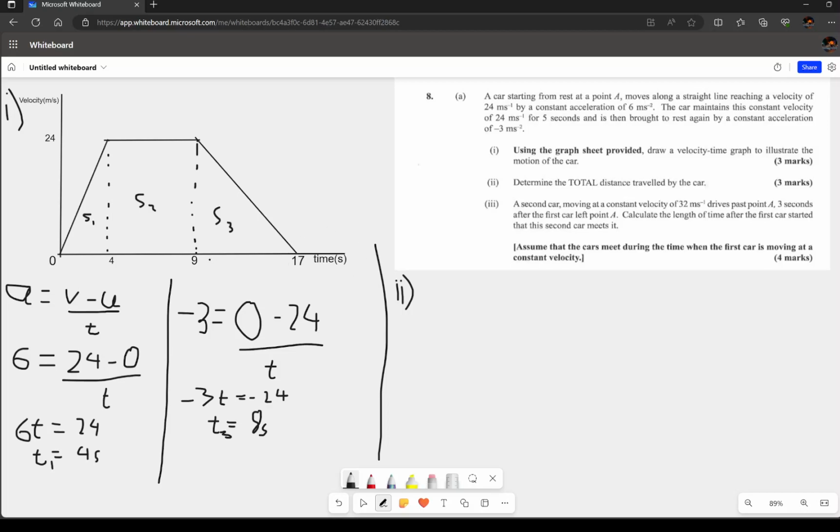Okay, so now we can go ahead and calculate the areas. So I'm going to call A1, which corresponds to S1. So that's our first area. That's a triangle. Formula for area of a triangle is half base times height. Then we can substitute. So our base is going to be 4 seconds. And our height is going to be 24 meters per second. And that's supposed to give you, I believe, 48. Let's just check it on the calculator.